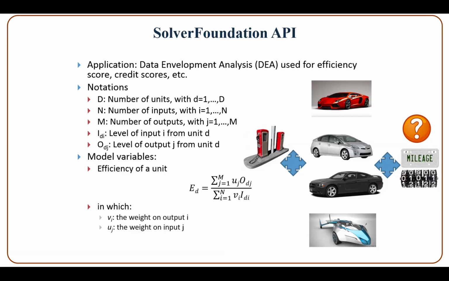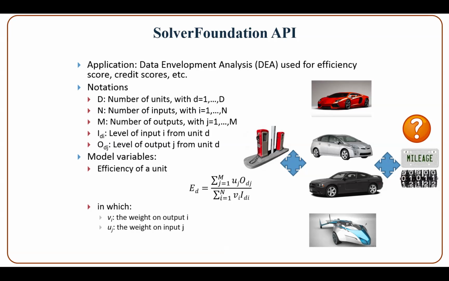As an example, several car models are evaluated for efficiency, and for simplicity, the only input is how much gas each model consumes and how far each model can go. And the efficiency is simply the output divided by the input. In general, each model is a unit, and the number of units is D.